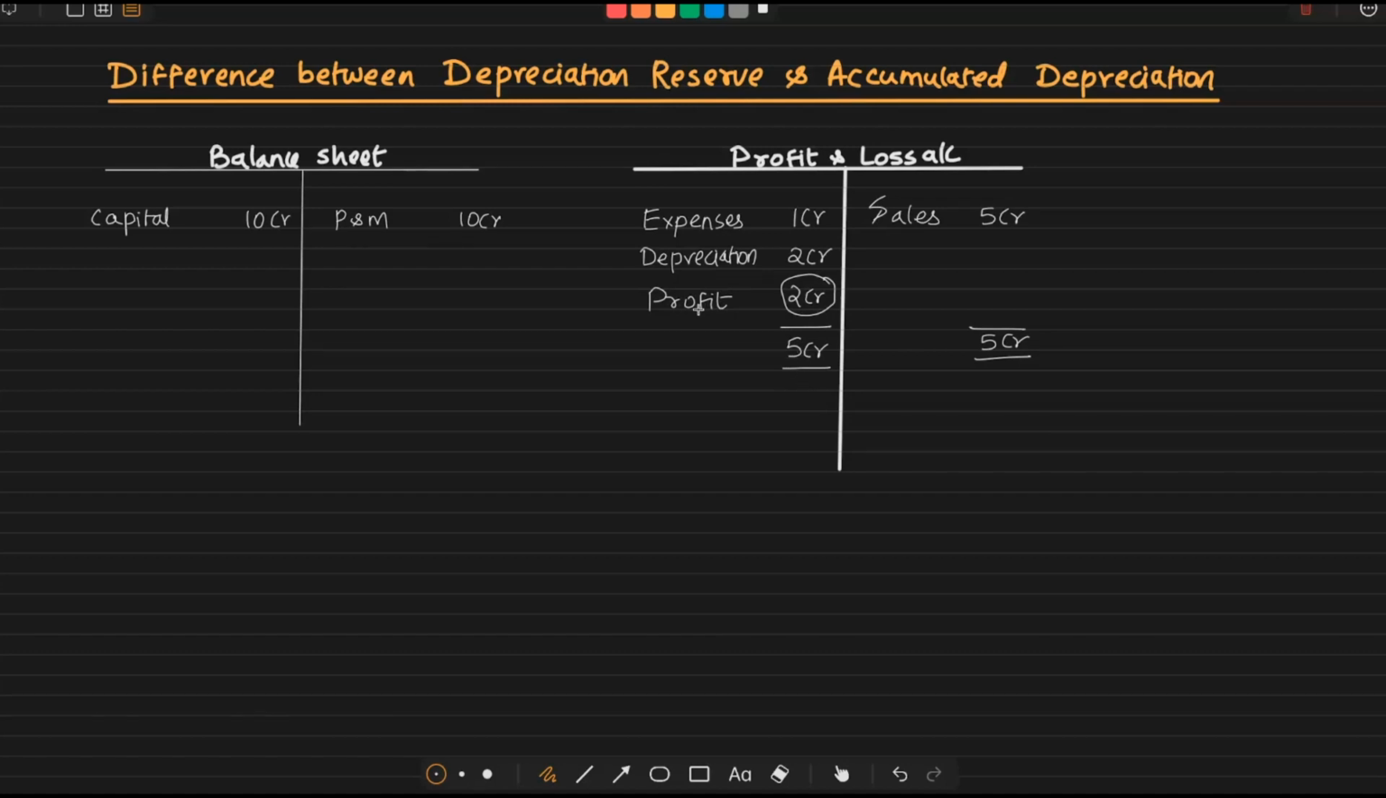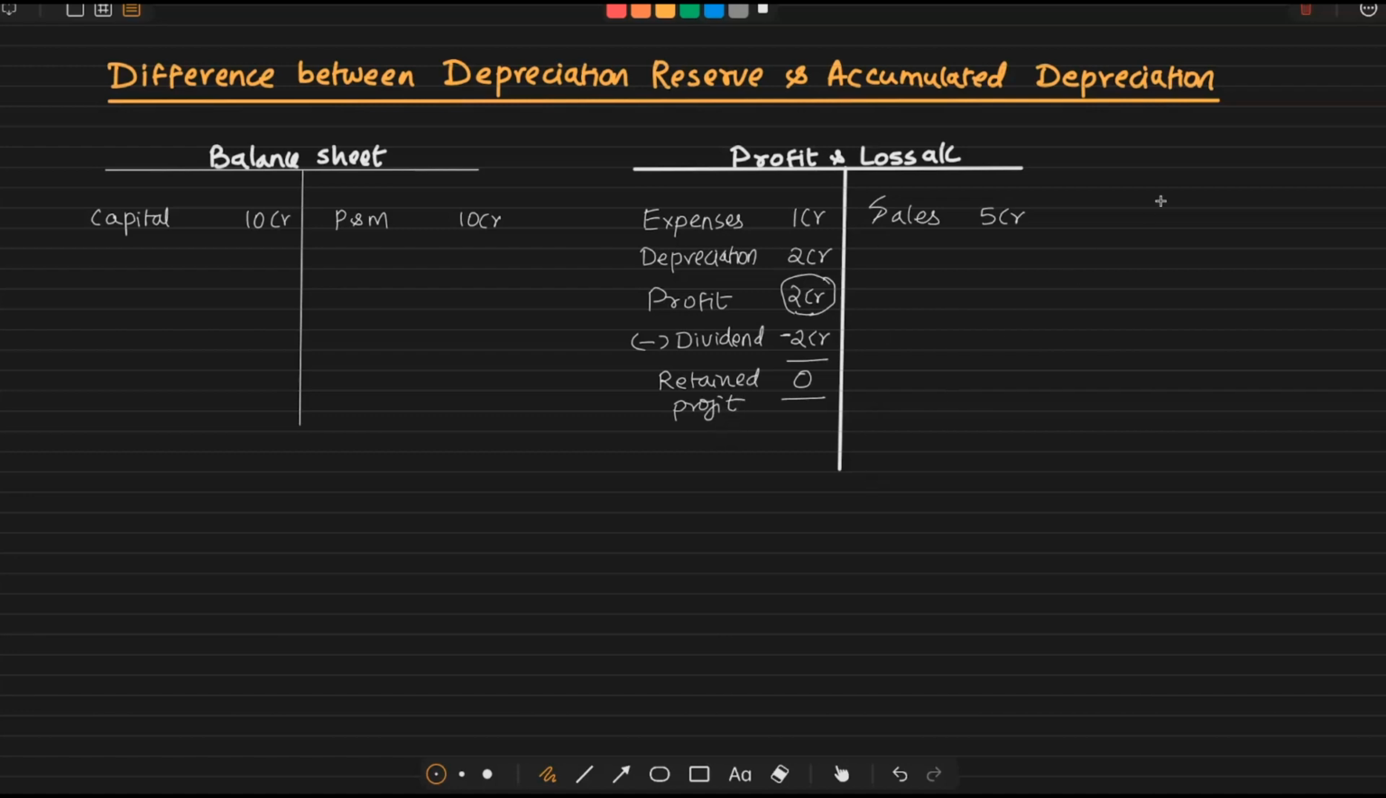So what I'm going to do is, I'm going to declare this entire profit. If I declare this entire profit, what will happen? Nothing will be available for retention. Okay, so let me declare that. So from this profit of 2 crore, I'm going to declare and distribute dividend of 2 crore. So the entire 2 crore is distributed. So nothing is left in the name of retained profit. So here retained profit is equal to 0.